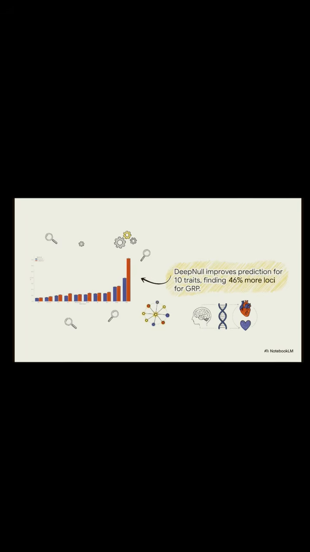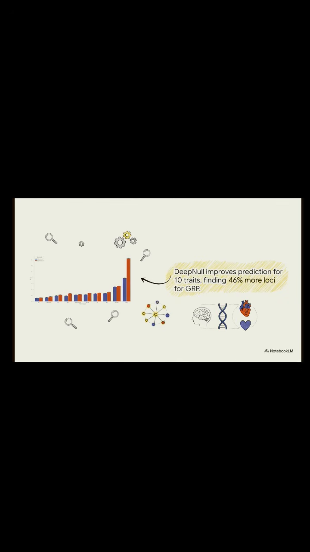And check this out. On the left, when the data is simple and straightforward, you can see the old method and DeepNull are basically tied. But look at the chart on the right. When you throw in the kind of complexity you find in actual biology, DeepNull just pulls way ahead. It's like it can see the path through a tangled forest while the old methods are still stuck at the entrance. And this isn't just some theory, okay? This is from real-world data.